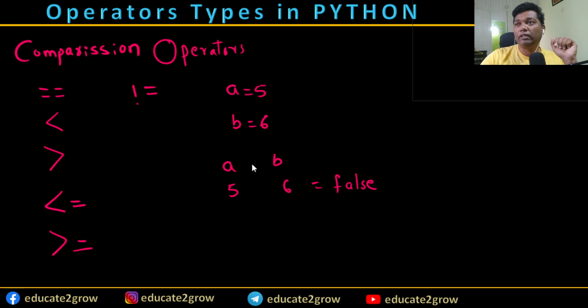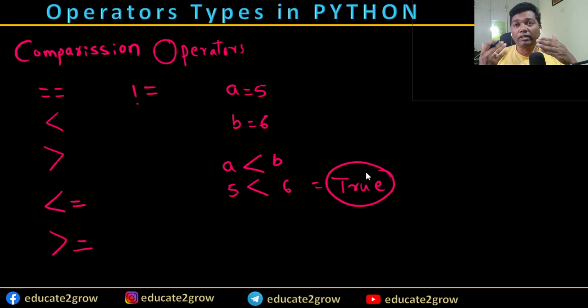Okay, now let's change the operator here. Now let's change it to less than. 5 is less than 6. Yes, right. So the answer is true. This is the result it will return as output.